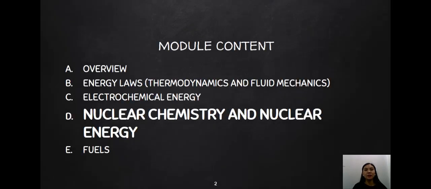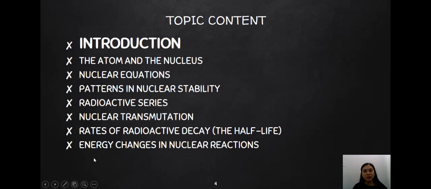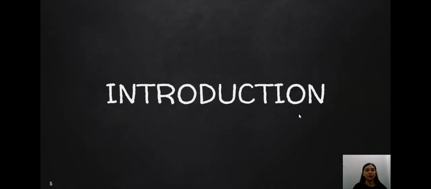So far, the three topics that we have covered for this course are your overview, energy loss, and electrochemical energy. Today, we deal with nuclear chemistry and nuclear energy. So as you can see, we actually have a few topics for this particular topic, nuclear chemistry. So it's a lot, but I hope that this video will help you understand how this actually happens. So let me first start with the introduction.